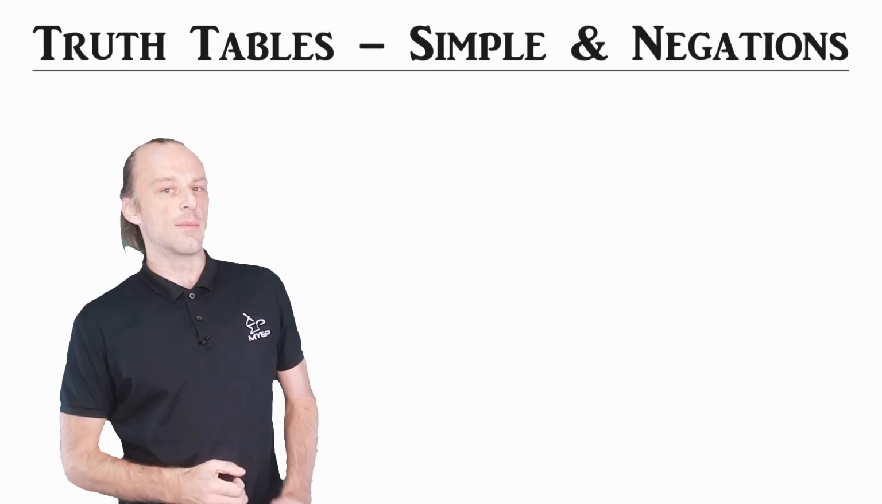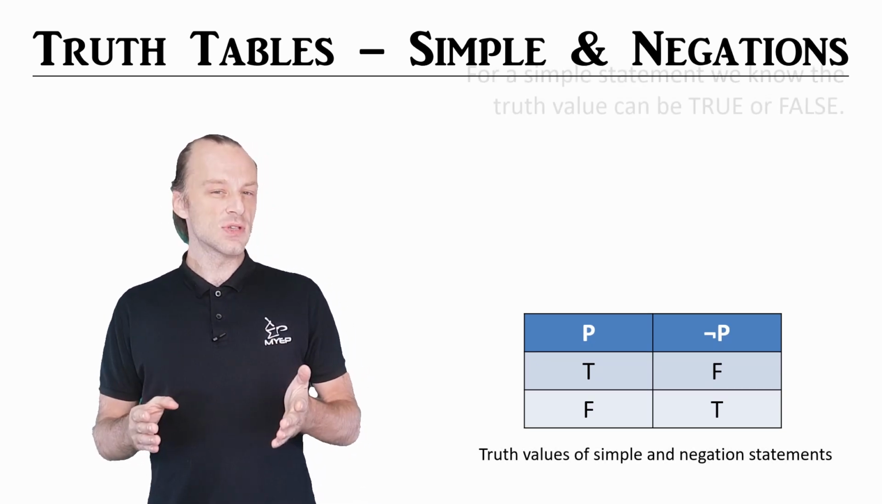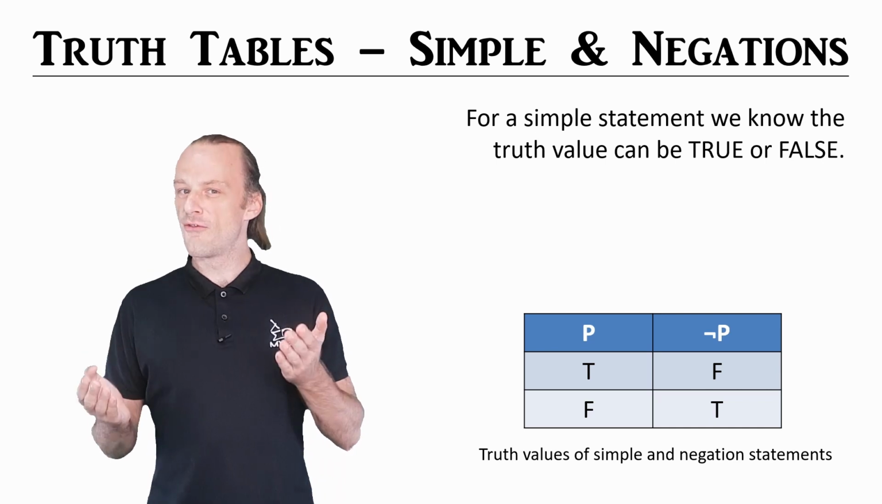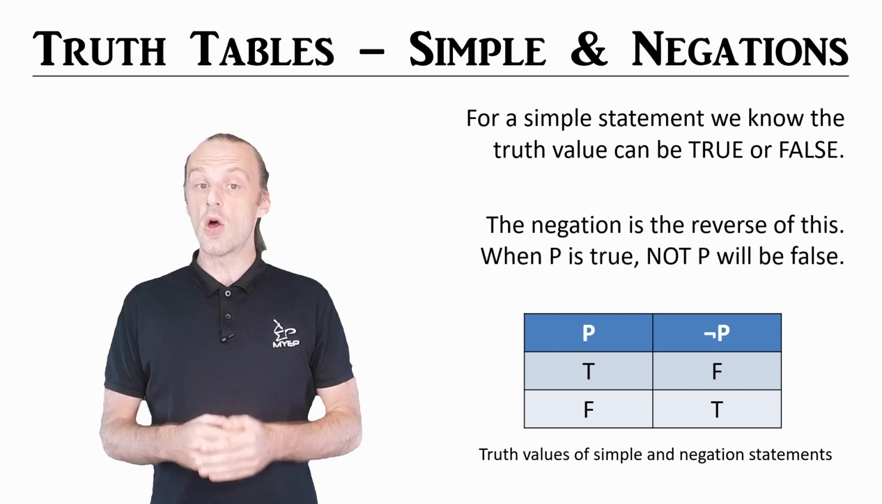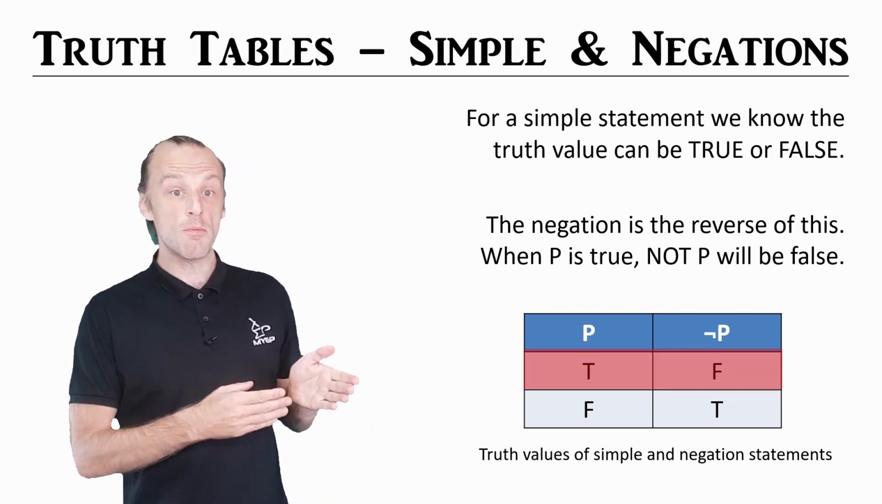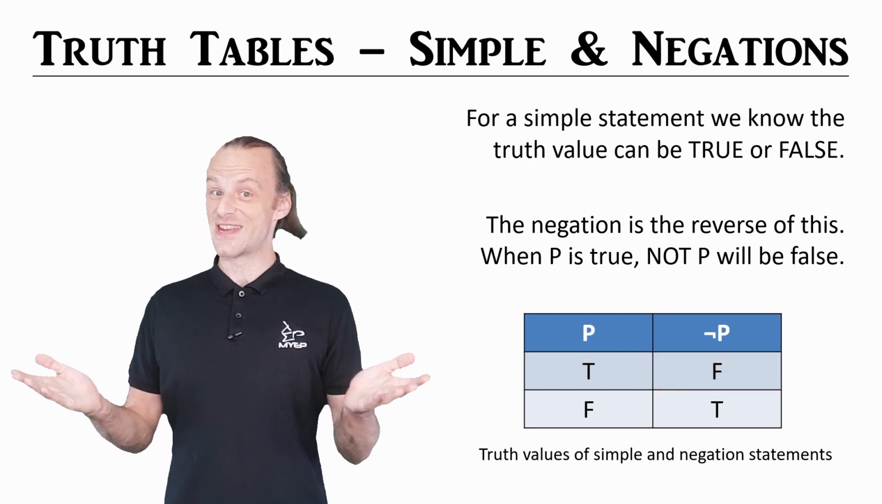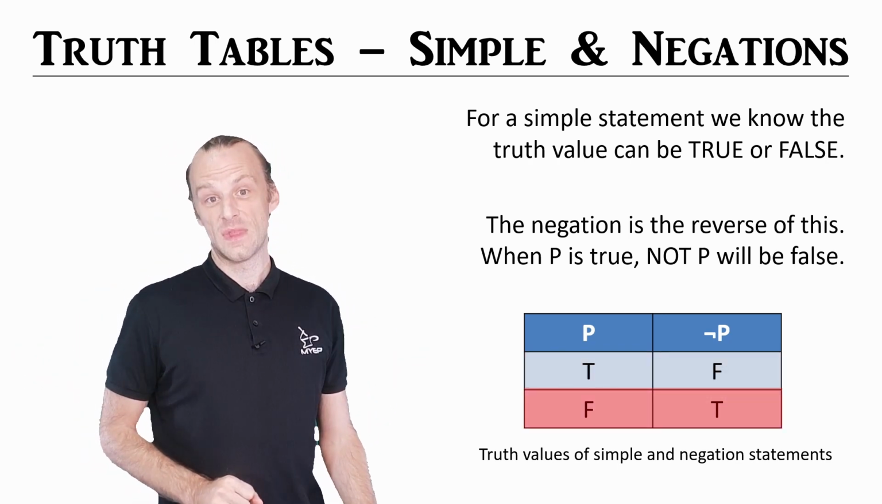Here is the truth table, which shows us simple statements and negations. A simple statement can be either true or false, and the negation is the reverse of that. So if we read along our two rows, we can see that when P is true, not P is false. And, say it with me, when P is false, not P is true.